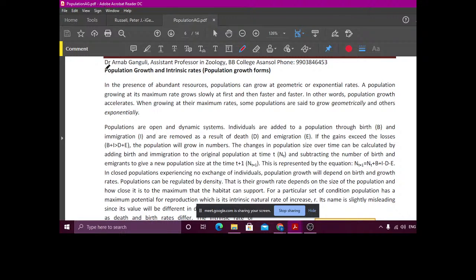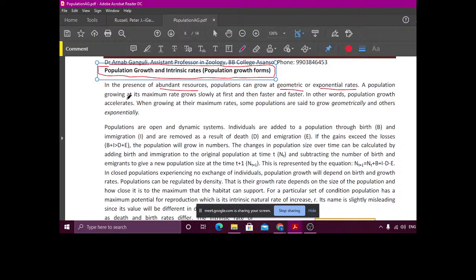Yesterday, the last day, we had stopped at population growth and intrinsic rate. When a population starts to grow, we have to understand what the growth forms are. When there are abundant resources, that means when the resources are plentiful, the population can grow in two manners. The first is in a geometric manner and the second is in an exponential manner. I will explain what is geometric and what is exponential.